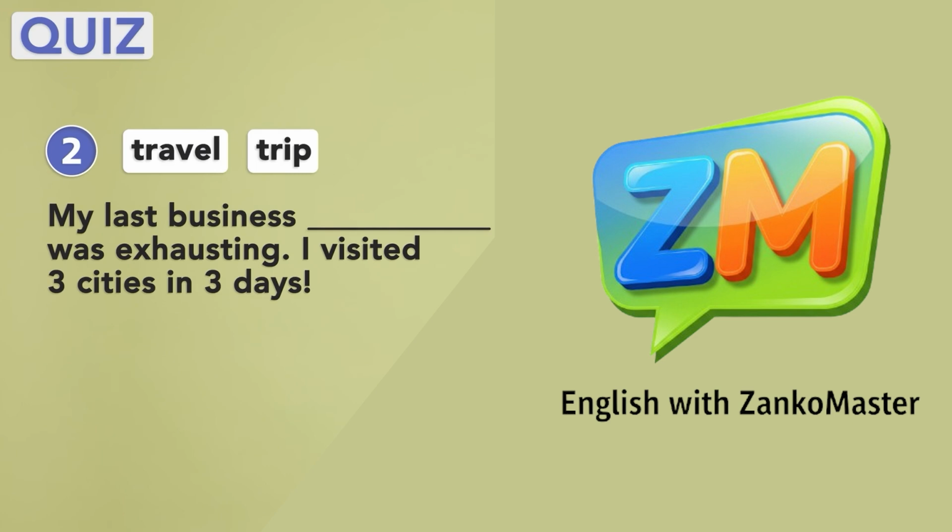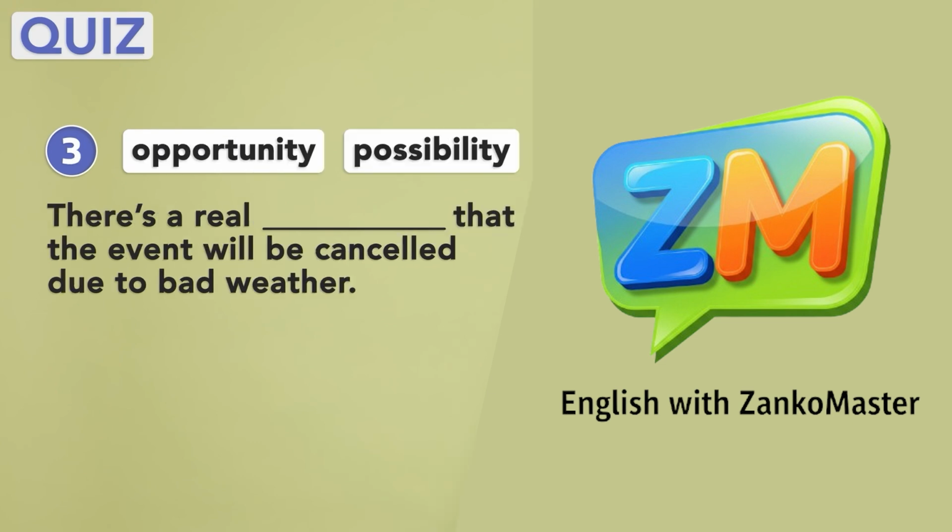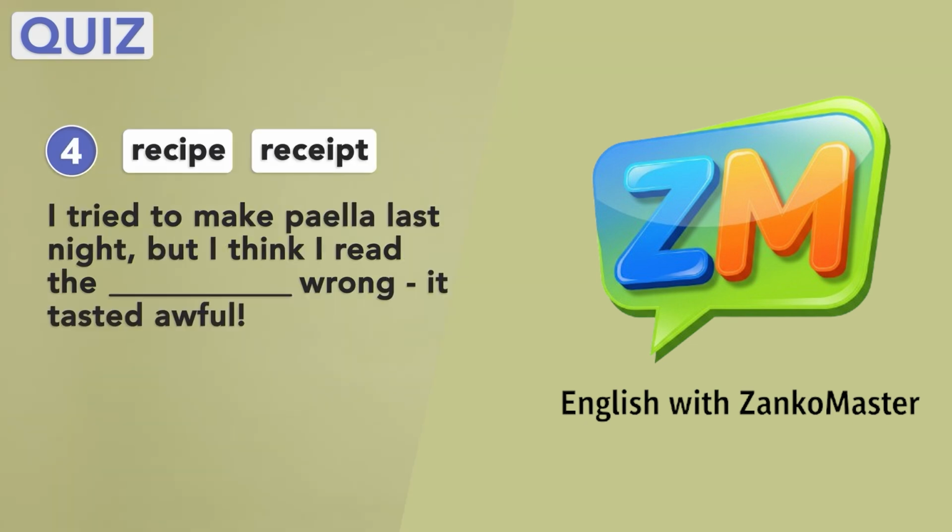Number 2, my last business blank was exhausting. I visited 3 cities in 3 days. Is it travel or trip? It should be trip. Number 3, there is a real blank that the event will be canceled due to bad weather. Is it opportunity or possibility? There's a possibility. 4, I tried to make paella last night, but I think I read the wrong blank. It tasted awful. Recipe or receipt? It should be the recipe.